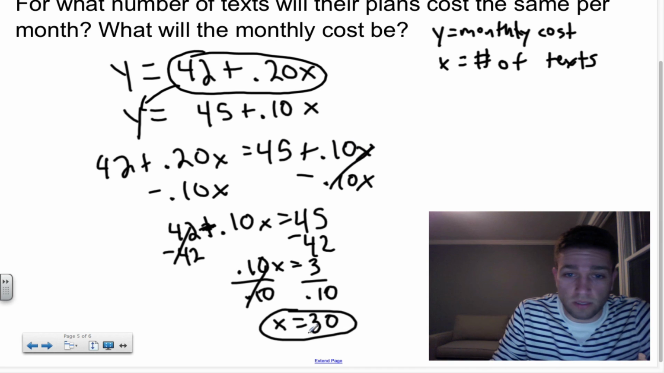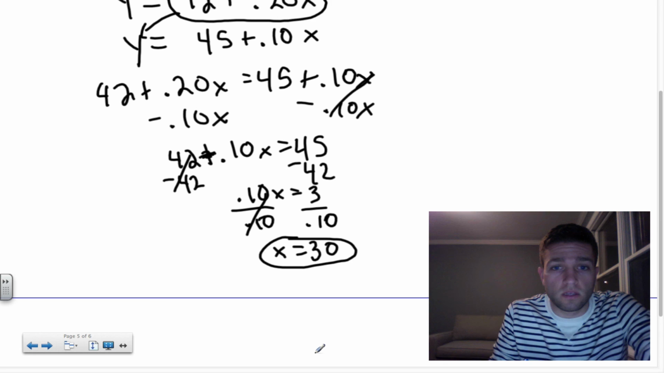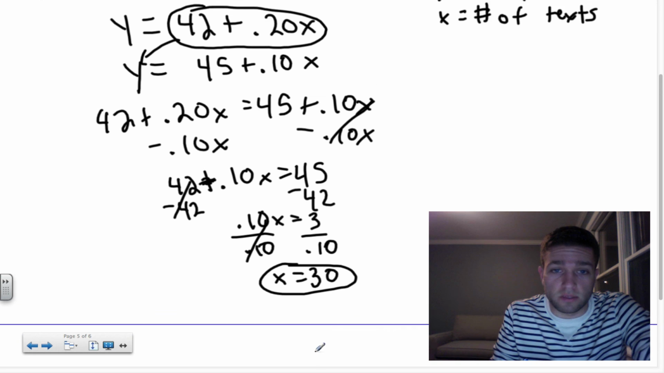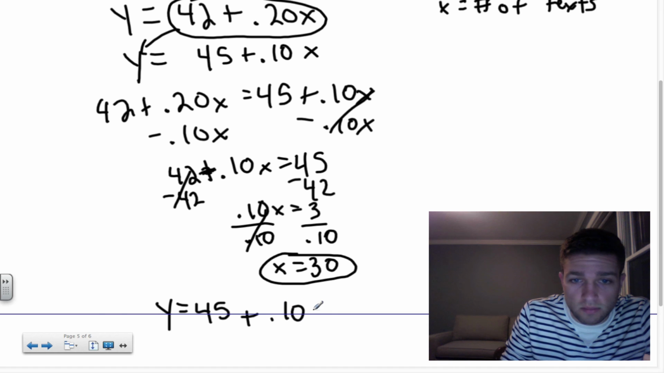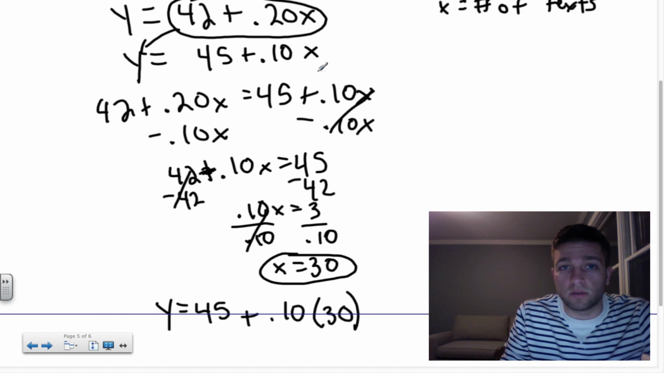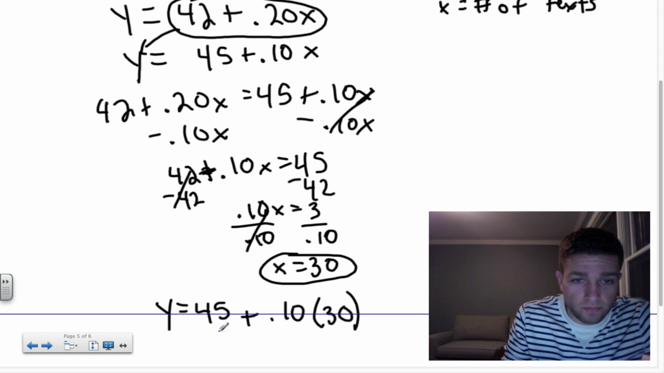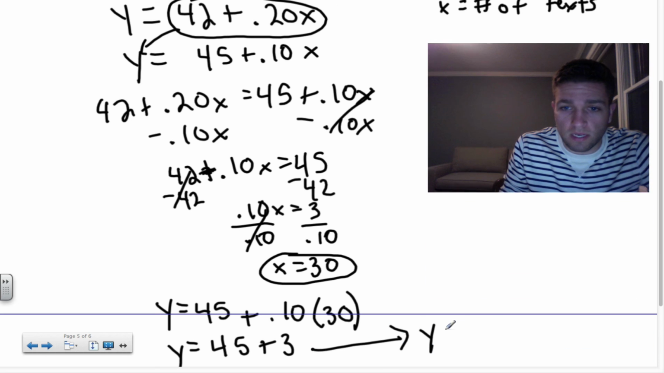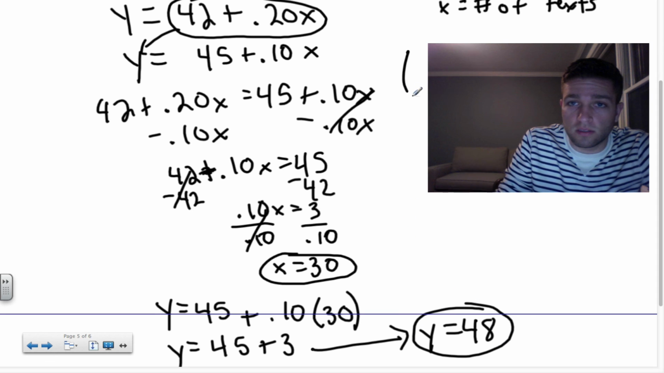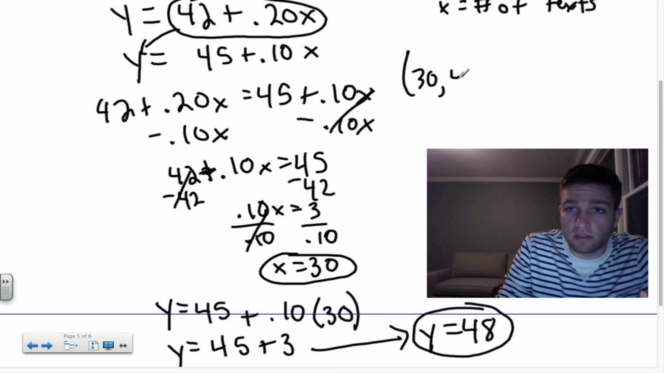So I'm going to need to plug in x into one of the original equations. So I'm going to use the second one. It doesn't really matter. You'll get the same answer either way. I just picked this because I saw it first. So this was the original equation. I took x and I plugged in 30. So I've got y equals 45 plus 3, which means y is going to equal 48. So the solution is 30, 48.